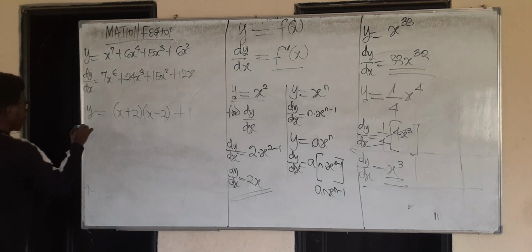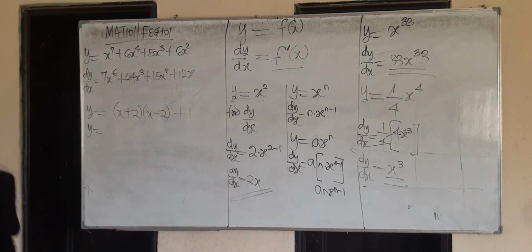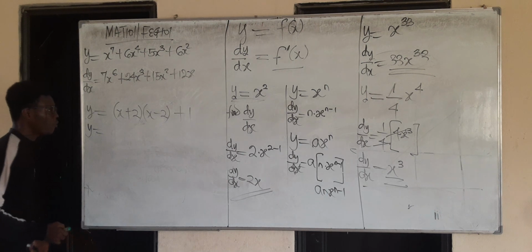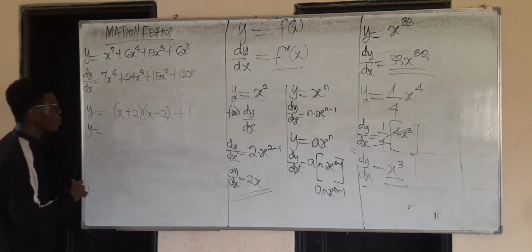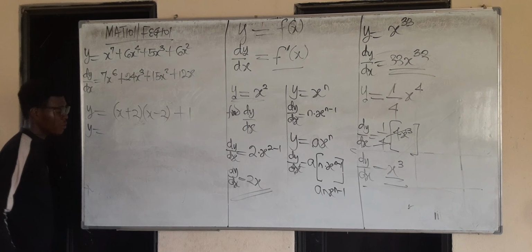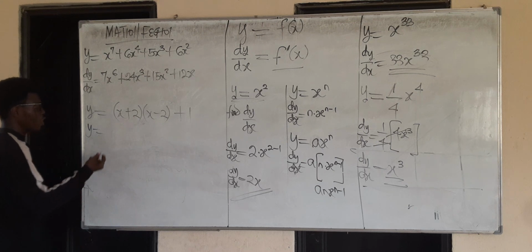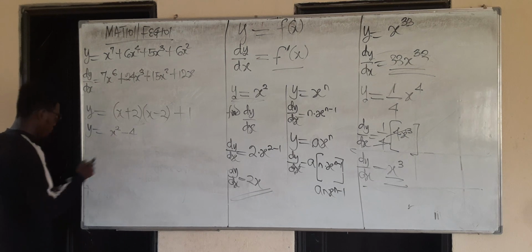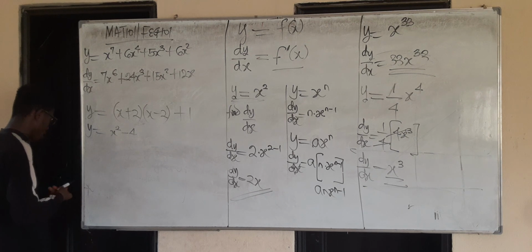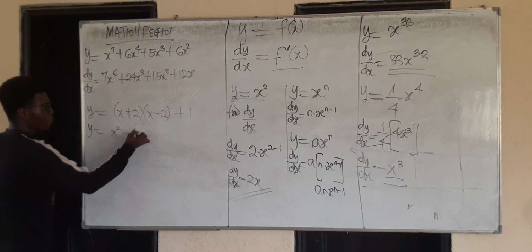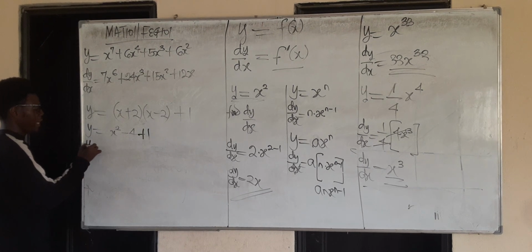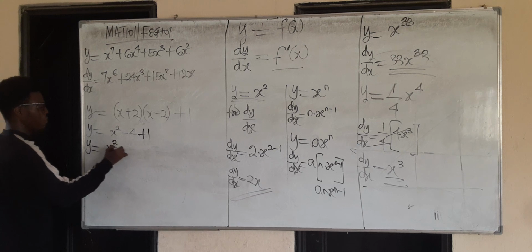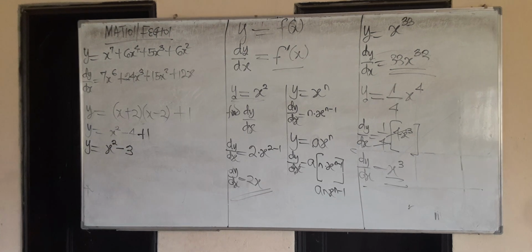So let us expand. I now have y equal to, let me expand. Now this is difference of two squares. You know about difference of two squares, have you? Yes. Okay. So this thing becomes x squared minus 2 squared, which is x squared minus 4. You are correct. So plus 1. Therefore, y is equal to x squared minus 3. This is what we want to differentiate.